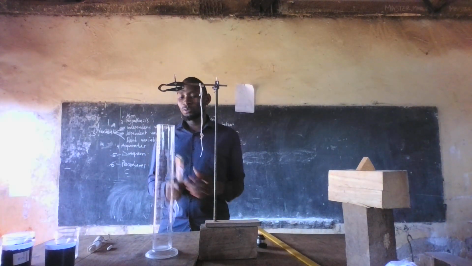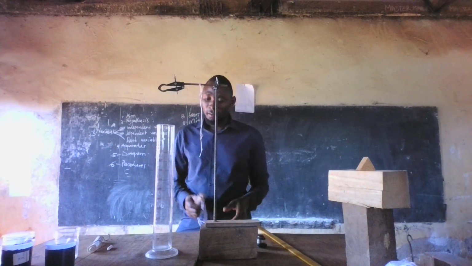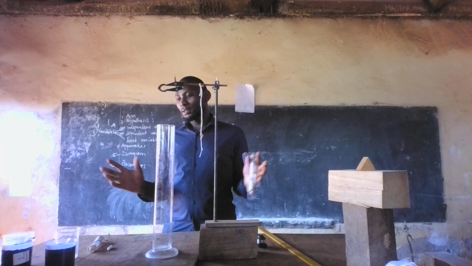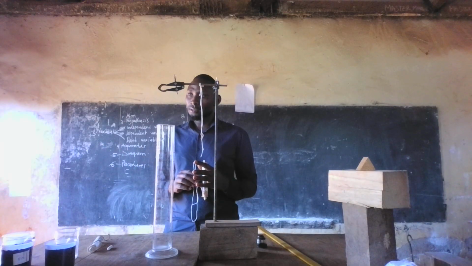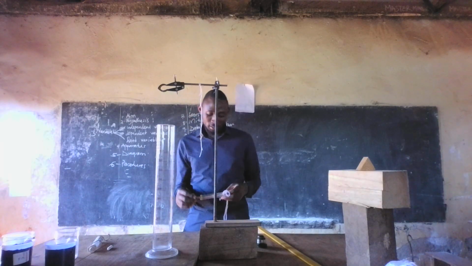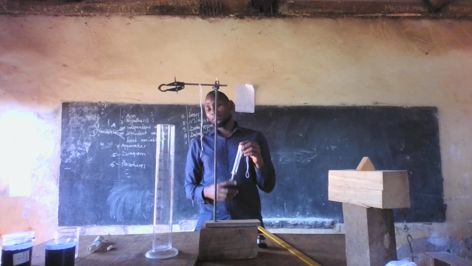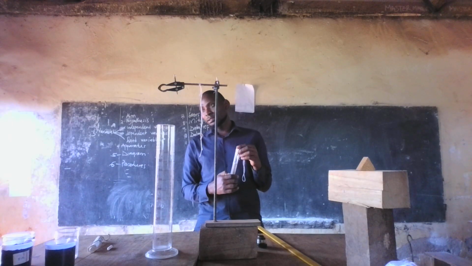Now, what we will do first is collect together all the apparatus we are going to use. Then we know that this one is a spring balance. It is labeled. It has a scale which is labeled.